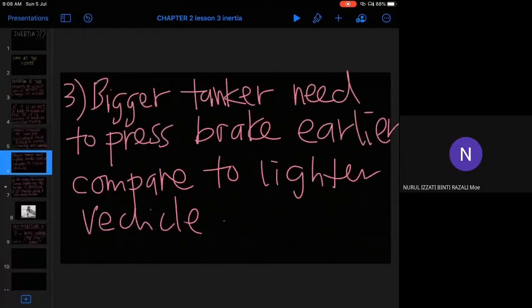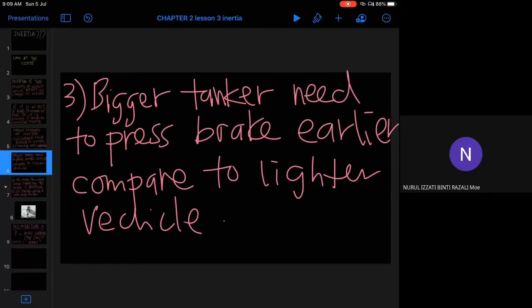Okay. So what else we have here? Okay. Bigger tanker need to press brake earlier compared to lighter vehicle. Apa maksudnya? Bigger tanker. Kalau you dekat jalan, you nampak kan selalu kalau kat jalan ada trailer yang besar-besar. Kan? Bila ada satu traffic light merah dekat depan tu, you rasa, is it the big tanker will press the brake betul-betul dekat lampu merah tu?